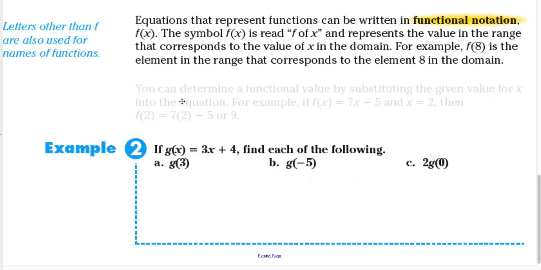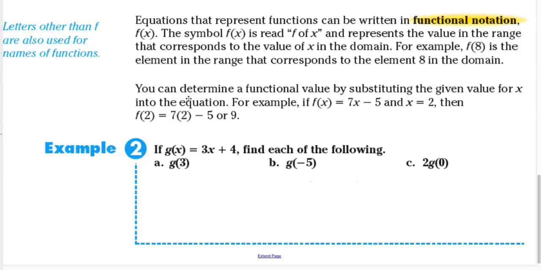Okay, so you can determine a functional value by substituting the given value for x into the equation. So f of x equals 7x minus 5 and x equals 2. Then f of 2 equals 7 times 2 minus 5. So what did we do? We simply got 2 and substituted it to x. That's all there is to it. Okay, so this is actually a part of your domain, which you are substituting to x.